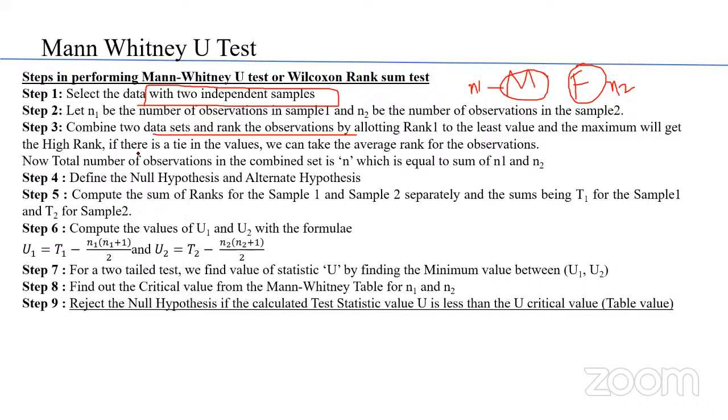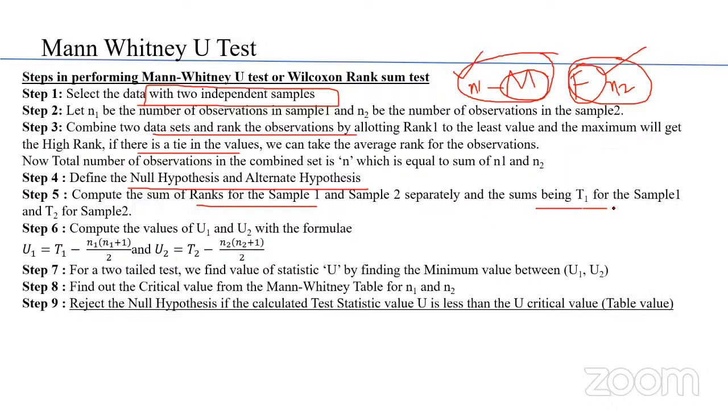Okay, and if there is a tie in the values, we can take the average rank of those two observations. Ideally, even in rank correlation, we do it like that only. Then we have to define the null hypothesis and alternate hypothesis, right? And then we have to find the sum of ranks for sample 1, because we have already identified the ranks given for this particular sample and the ranks given for this particular sample. So we add these ranks separately: group 1 ranks separately, group 2 ranks separately. That is what you can see here.